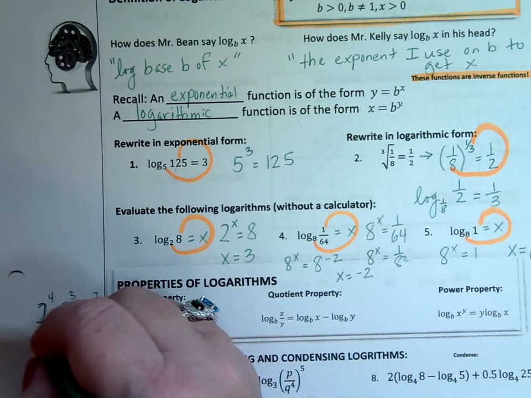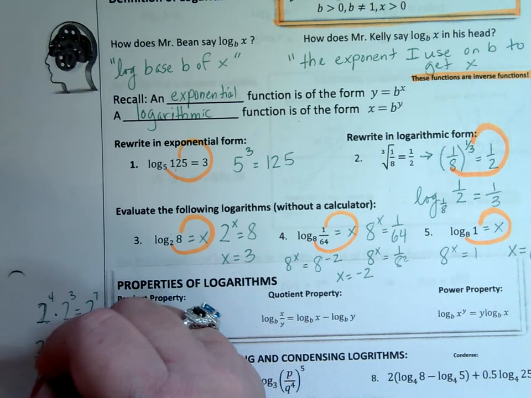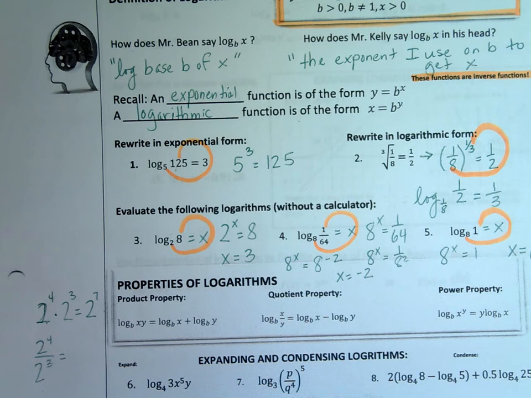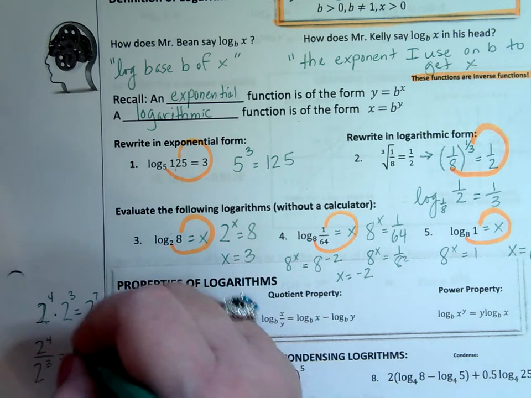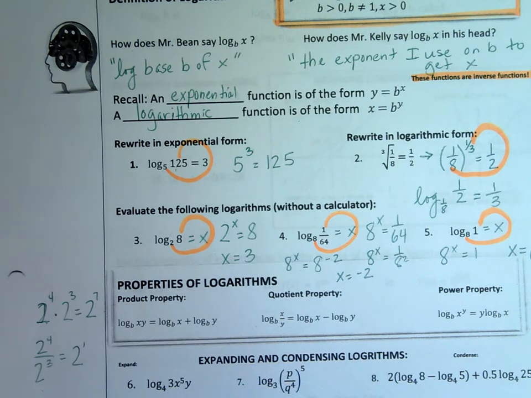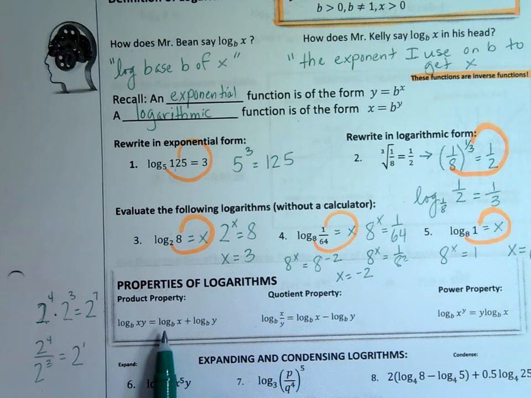What if I had 2 to the 4th over 2 to the 3rd? What do you do when you are dividing like bases? You subtract the powers. You get 2 to the 1st. Well, guess what? That same concept of properties applies to logarithms. If I'm multiplying the bases, I add the exponents. If I'm dividing the bases, I subtract the exponents. But these are now logarithms. So it's based off these same properties of what you have with exponents, but now you're applying it with logarithms.